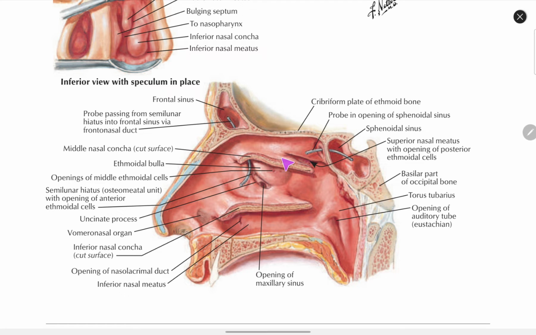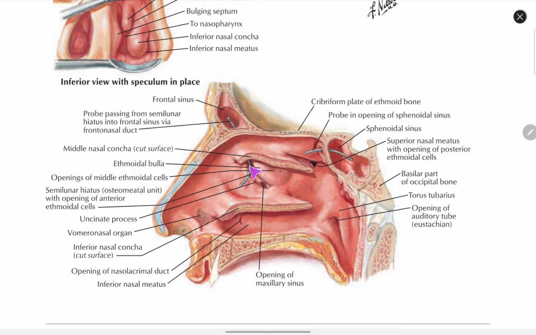The middle meatus lies under the middle concha. So this is a bulla ethmoidalis, which is a rounded elevation. Then we have this hiatus semilunaris, which is a semicircular sulcus below the bulla ethmoidalis. At the anterior end of the hiatus semilunaris, we have a short passage, which is an infundibulum.